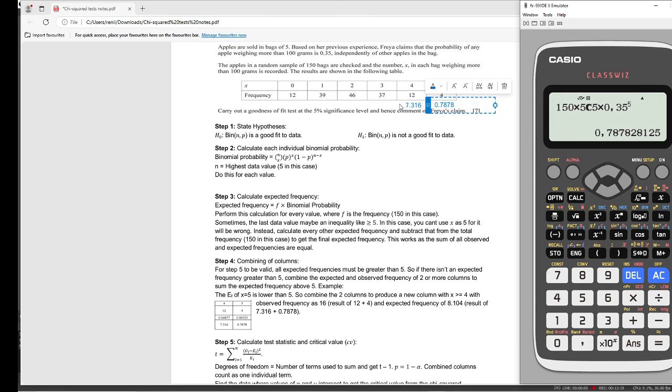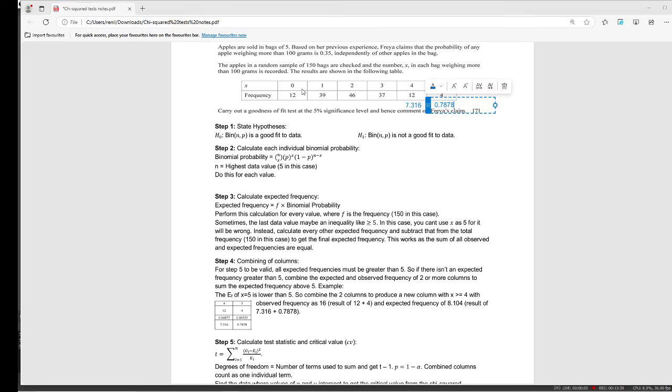So we combine this with this. We combine the two expected frequencies by just adding them. So we're going to have 7.3155 and we get 8.103. So this is our combined expected probability. Okay, so this is extremely important and it's a concept that's widely tested.